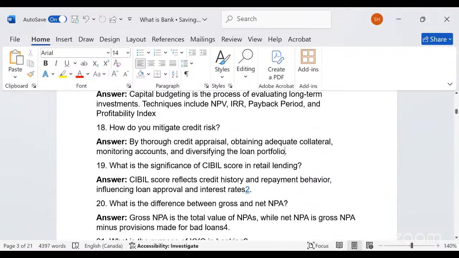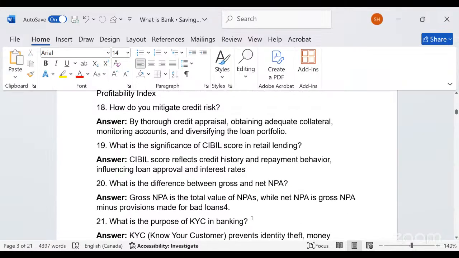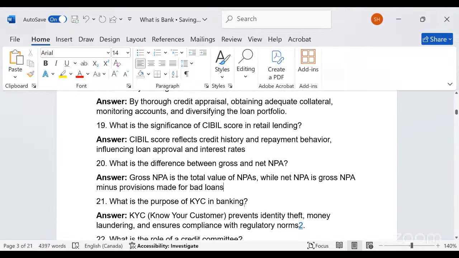What is the significance of CIBIL score in retail lending? CIBIL score reflects the credit history and repayment behavior, influencing loan approval and interest rates. What is the difference between gross and net NPA? Gross NPA is the total value of NPAs, while net NPA is the gross NPA minus provisions made for bad loans.